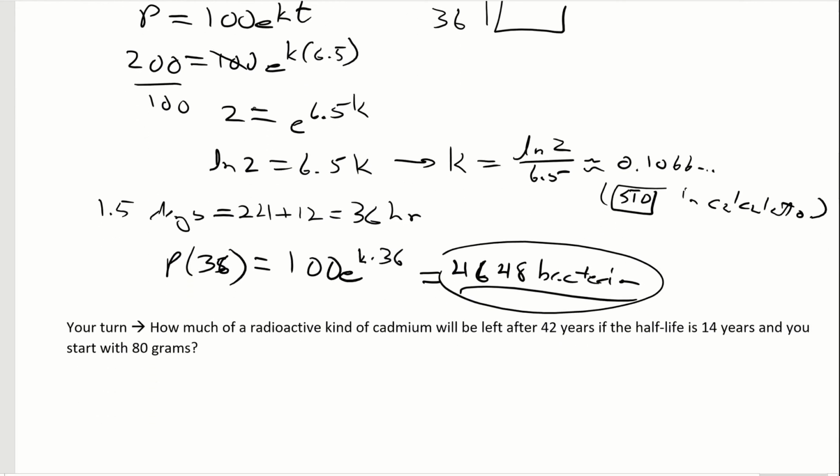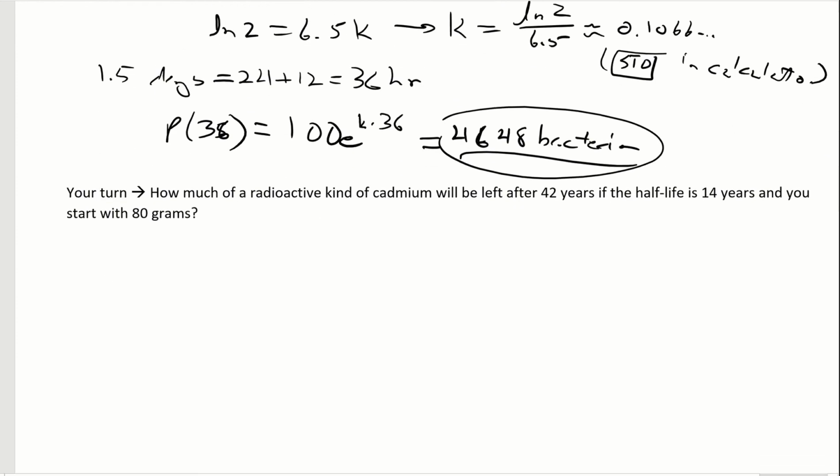Now you get to pause it. Do this next problem right there. So pause it and do it. That was 1, 2, 3. Okay, now you play it again and we're going to do this one. This time it's a half-life problem. It says, how much of a radioactive kind of cadmium will be left after 42 years if the half-life is 14 years and you start with 80 grams?